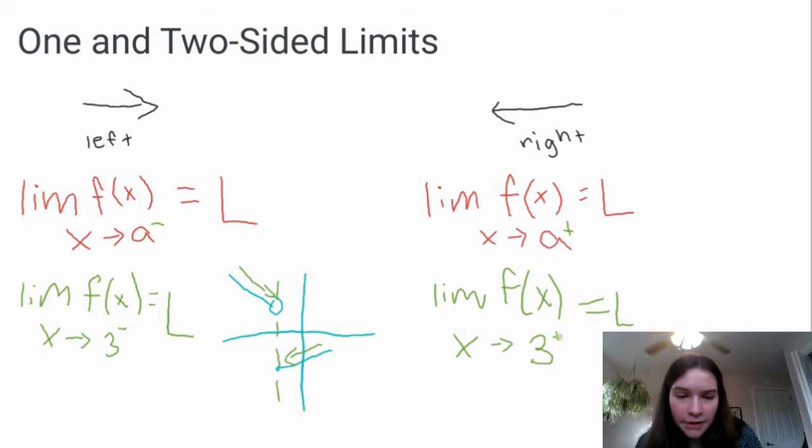So you're going to put that little plus sign there. You would read this as the limit of f of x as x approaches 3 from the right equals the limit. Great, so let's move on to some examples.